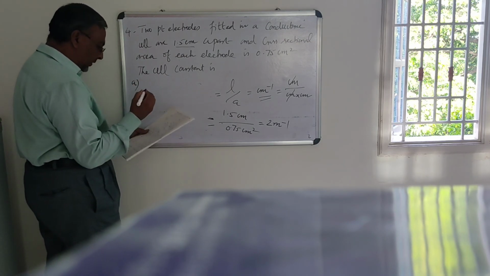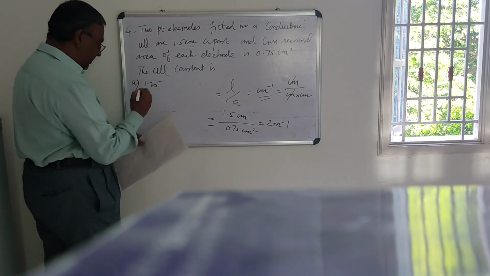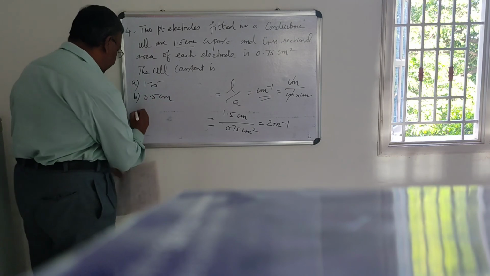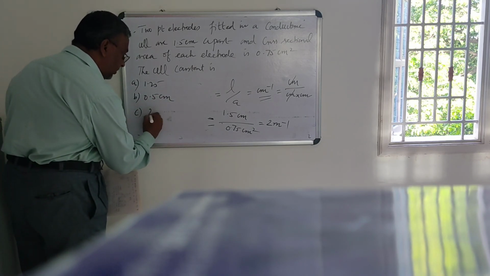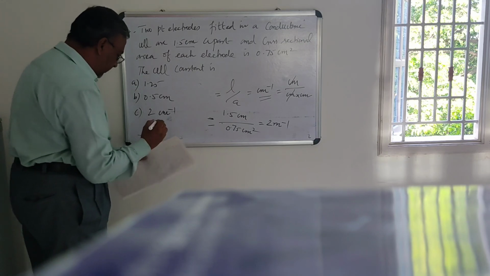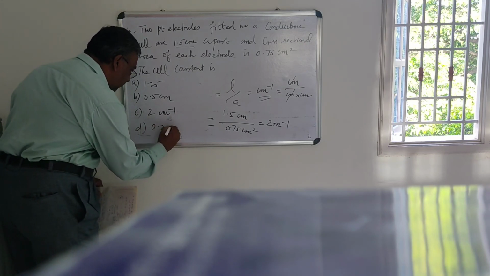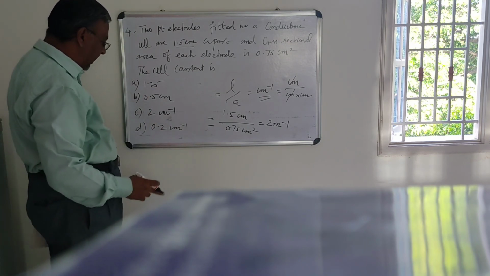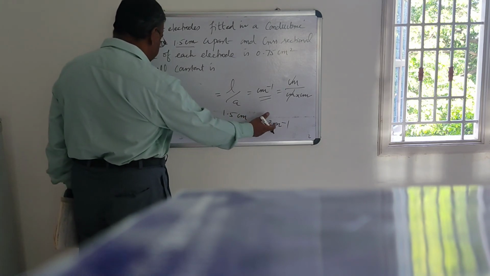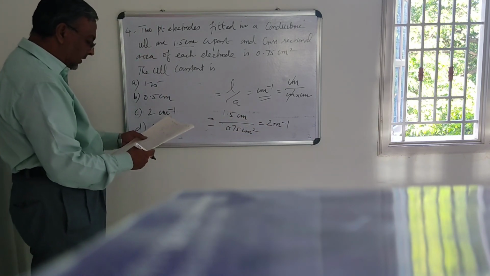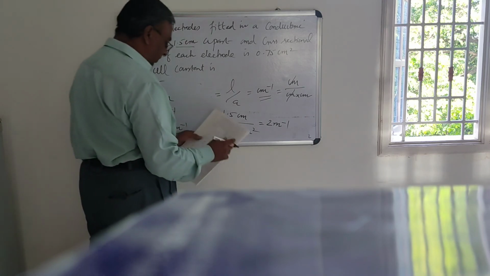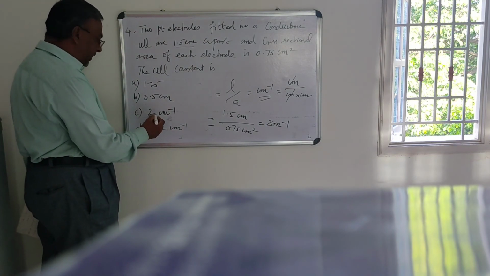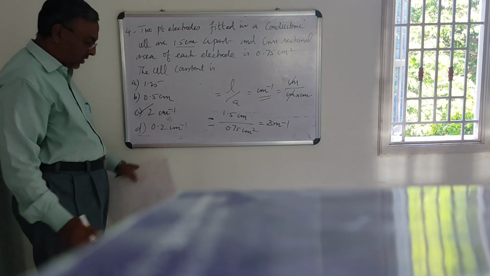In this problem, there are 4 options given. A, 1.25. B, 0.5 centimeter. C, 2 centimeter inverse. D, 0.2 centimeter inverse. Just by seeing the values, we can say the unit of cell constant is centimeter inverse. So here it is also centimeter inverse. Therefore, 2 centimeter inverse is the answer for this problem.